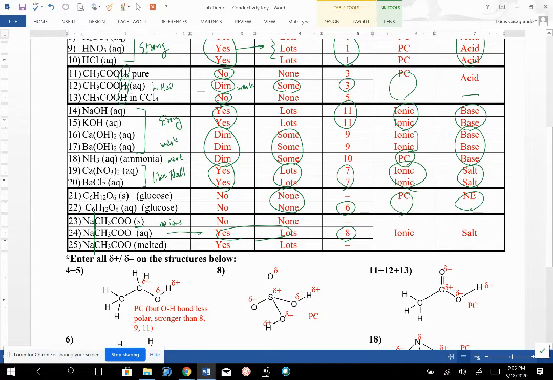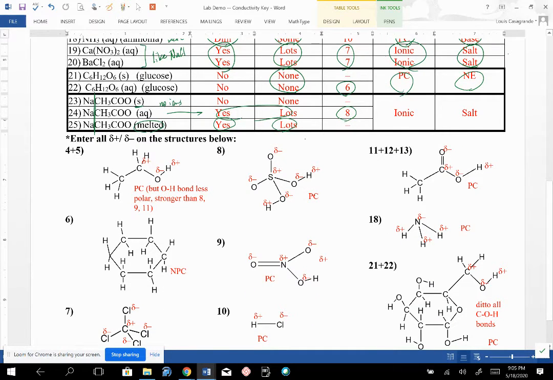It is slightly basic. And finally, when we melt it, this has an off melting point that I could melt, and I would have if we were doing the demo. And when I melt it, we see high conductivity, strong electrolyte, lots of ions. Now, let's take a look at some of the structures of these covalent molecules, because this is where things get interesting.